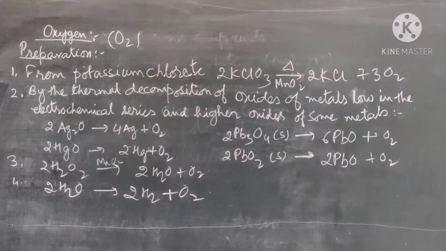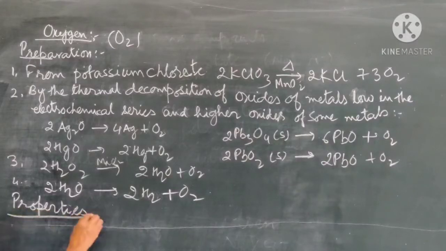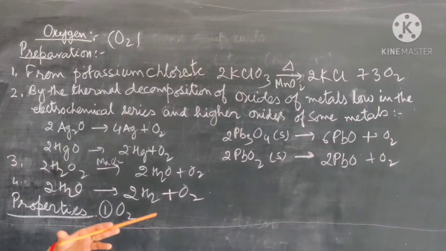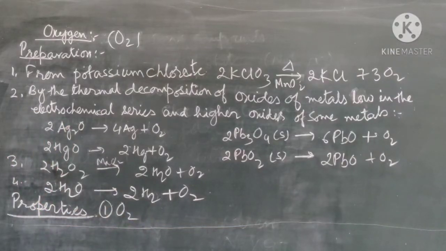Now we will study the properties of oxygen. You know about some properties of oxygen. It exists as a diatomic molecule, O2. It is a colorless, odorless gas. And it is soluble in water. Due to its solubility in water, aquatic life can exist.